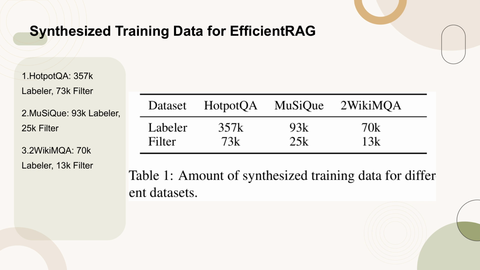For the 2WikiMQA dataset, 70,000 instances were synthesized for the labeler and 13,000 for the filter. These figures highlight the scale of data preparation required for training the EfficientRAG components across various datasets.